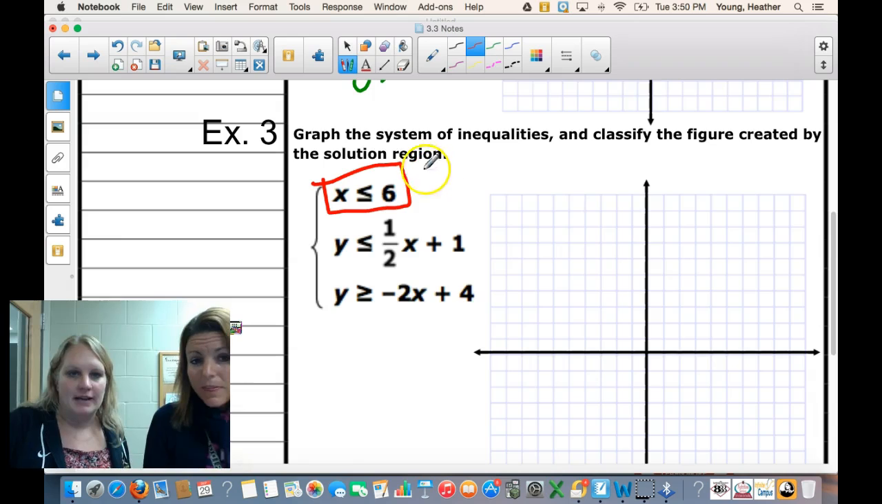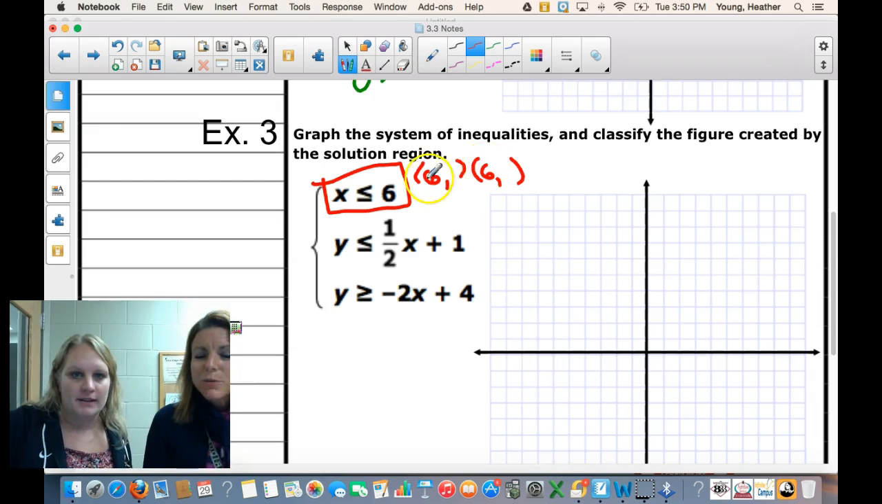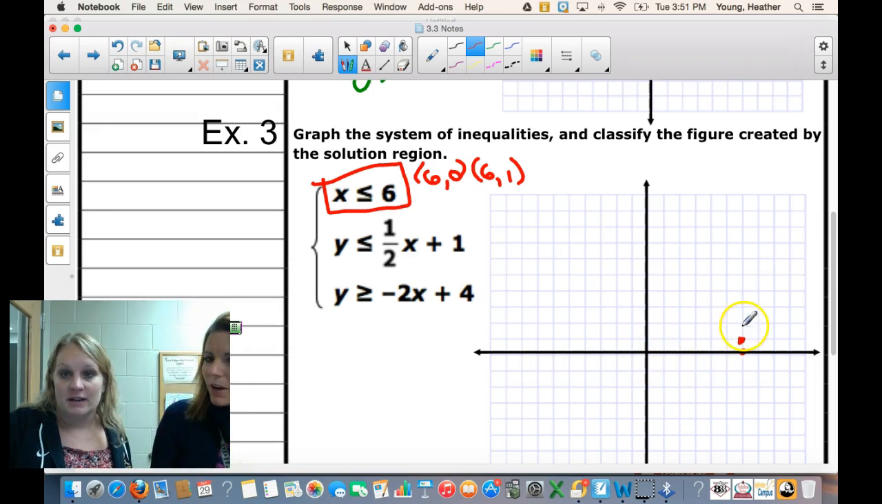I remember that anytime I do some points, my x value always has to be 6. I can pick anything for my y. So if I pick 0 or 1, that means I'm going over 6. 1, 2, 3, 4, 5, 6, and up 0. Then over 6, up 1. Over 6, up 2. We're making a straight vertical line.